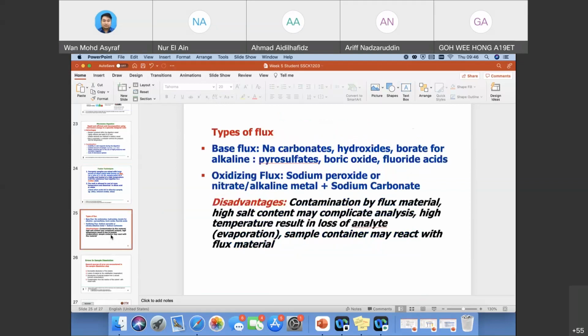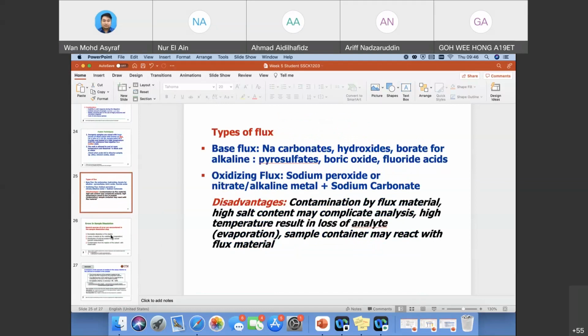All right. So, types of flux. There are two types of flux, which are the base flux and the oxidizing flux. The base flux is sodium carbonates or hydroxides. For alkalines, you are going to look at the pyrosulfates, boric oxide, or fluoride acids. For the oxidizing flux, you can look at sodium peroxide, nitrate alkaline metal, and sodium carbonate.